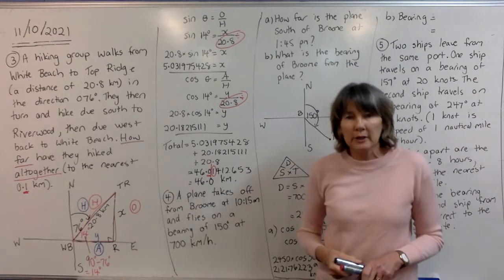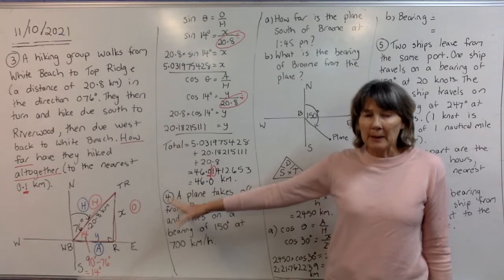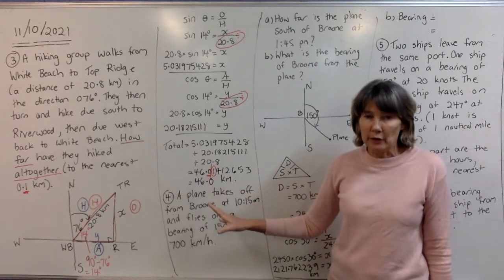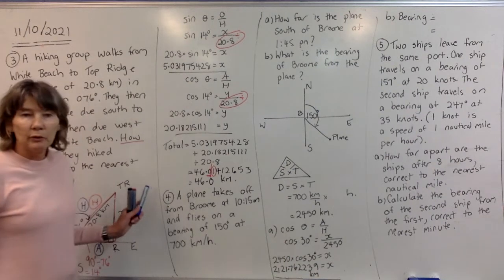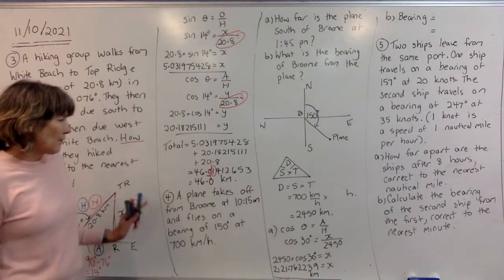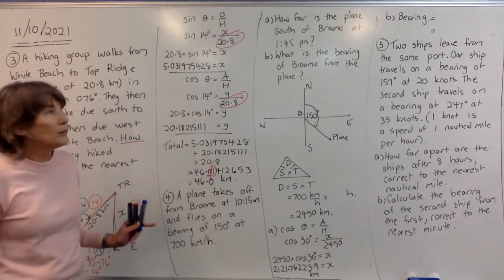Okay, so show every step of this working. Nice big clear diagrams. Be prepared to use different colours because you're going to get confused if you don't. Okay, next question, number 4. A plane takes off from Broome at 10:15 AM and flies on a bearing of 150 degrees.